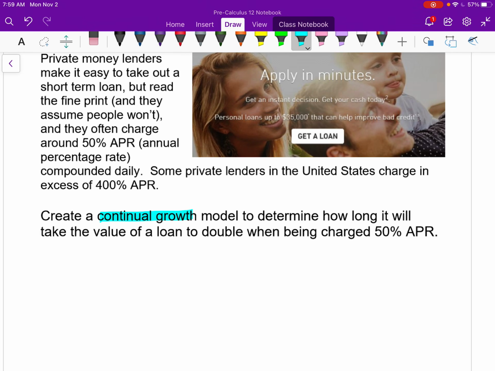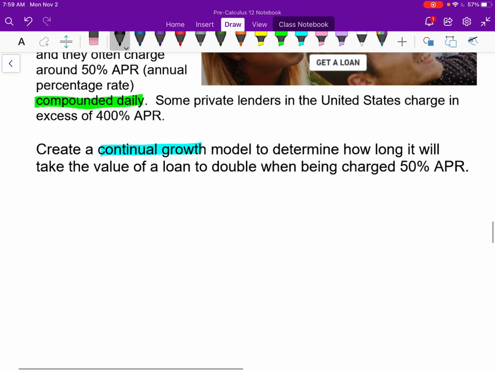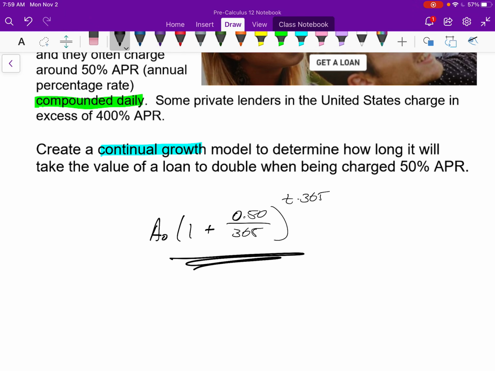Okay, so I do say right here that in most money lenders, they compound daily. That said, compounding daily would lead to a really messy equation. For example, if you were compounding daily, this equation would look something like your initial amount times 1 plus 0.50, 50%, divided by 365, to the power of time times 365, right? If we were compounding daily, we'd have an equation set up like this. It's totally fine, just a bit messy.